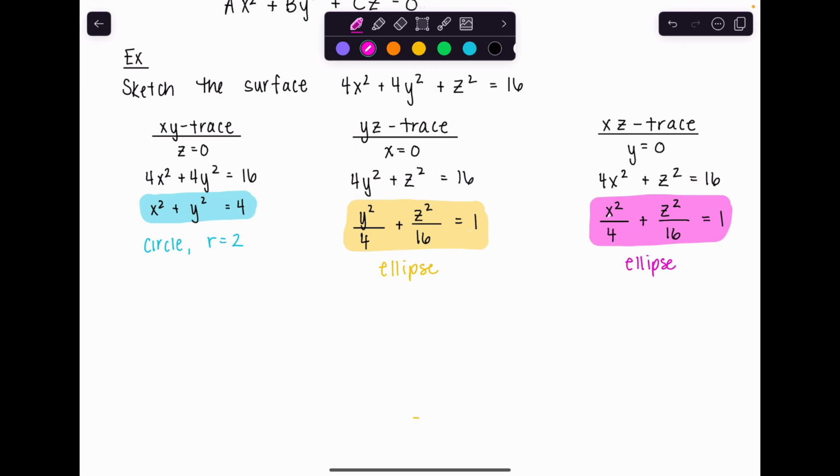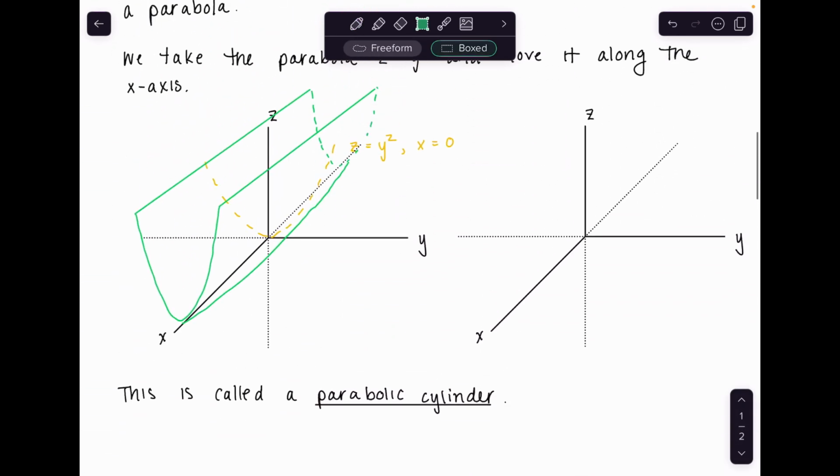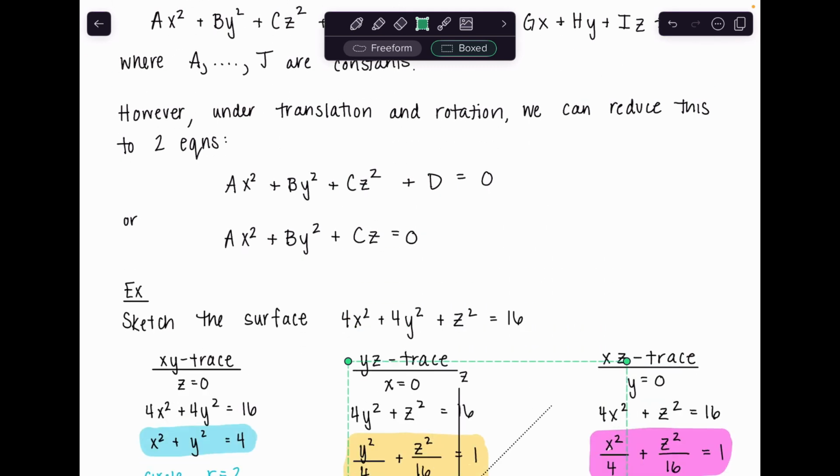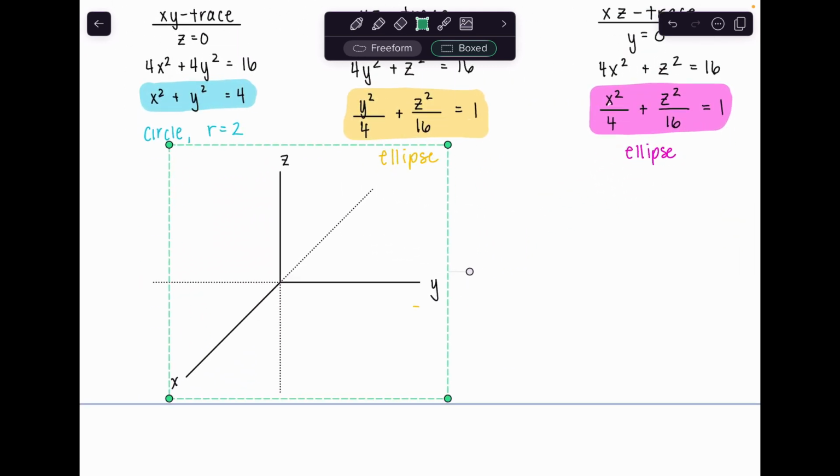So with these 3 different traces, I can then go ahead and draw my 3D graph. So again, I'm going to go back up here because I made a very nice picture to start with. And I just want to go ahead and keep using the same thing, and put it right here.